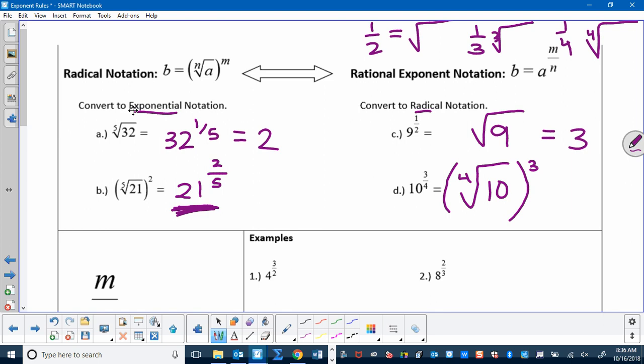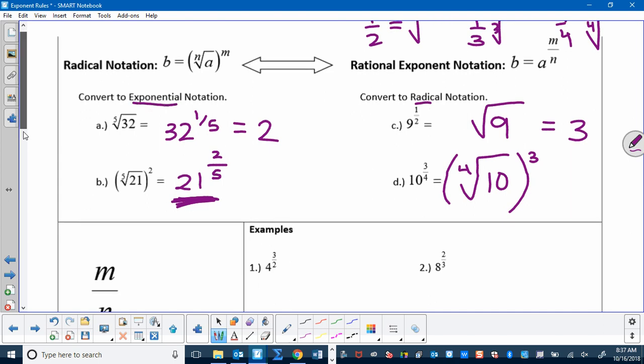For those of you that are really curious, you could try to do 10 to the 3rd first, and then see if there's a 4th root, but that doesn't work either. So you can go ahead and try that if you want to, but this is a decimal answer.